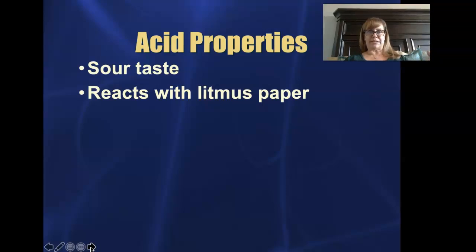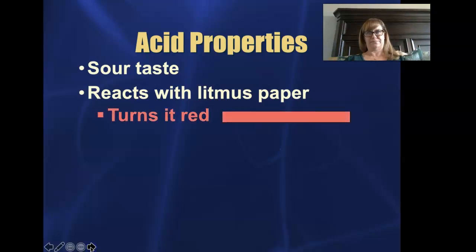Acids will also react with litmus paper. Litmus paper has an indicator in it which allows it to change color based on whether it's in the presence of an acid or a base. Acids always turn litmus paper red. It's more of a pinky in reality, but anything to the red end is going to be acids.